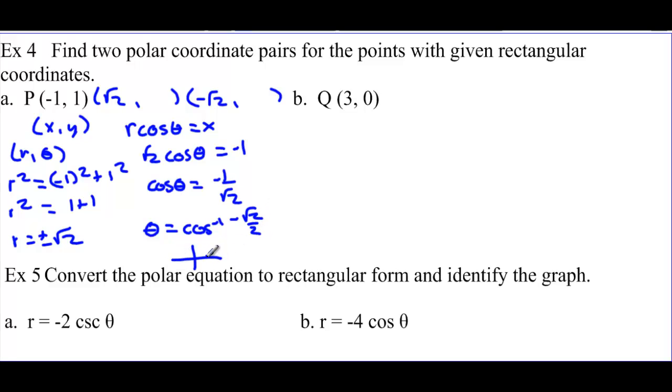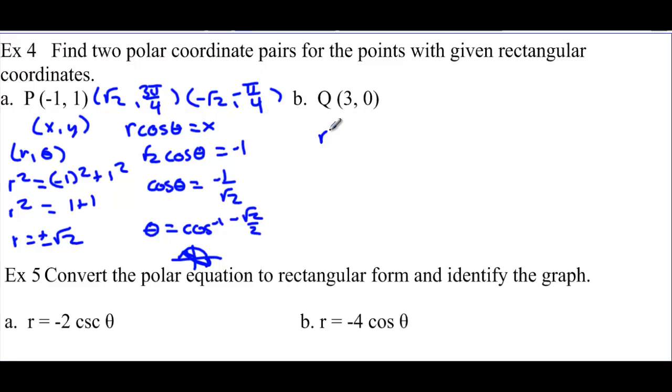Well, the principal quadrants of cosine are 1 and 2, and 3 pi over 4 has a cosine that's negative square root of 2 over 2. So we have 3 pi over 4. Now if we want one of the radius to be negative, then we just have to go in the opposite direction. So that's negative pi over 4 and then go in the opposite direction. That's the same point.